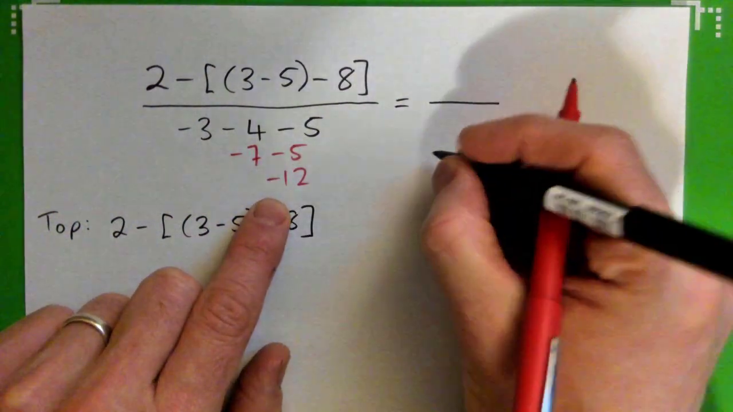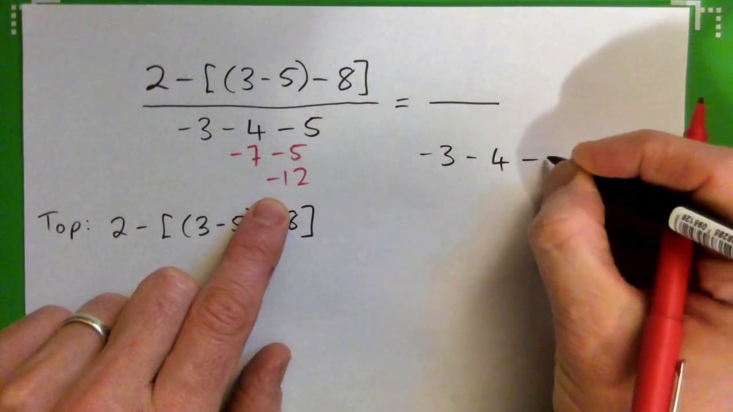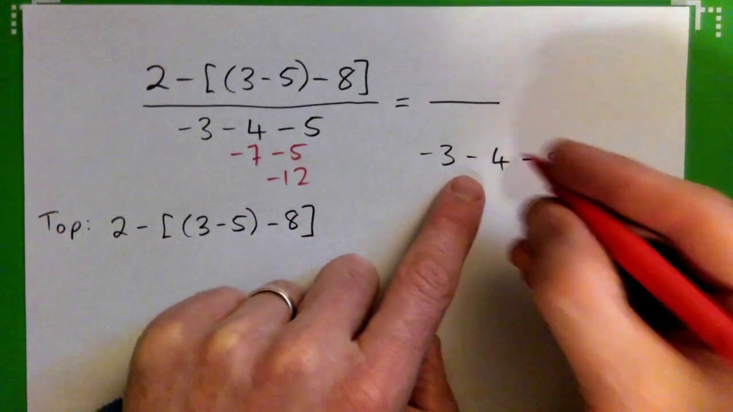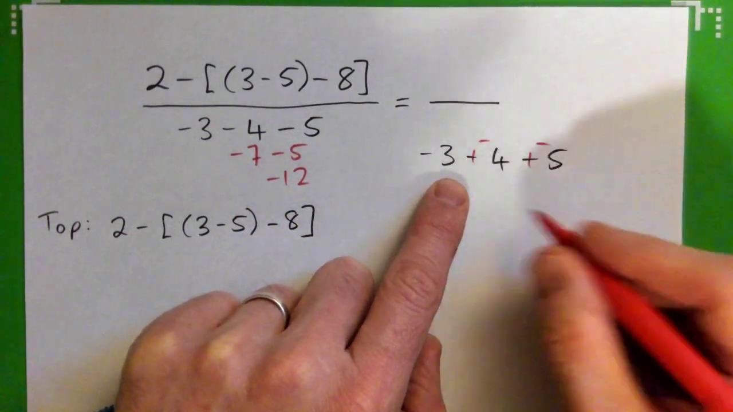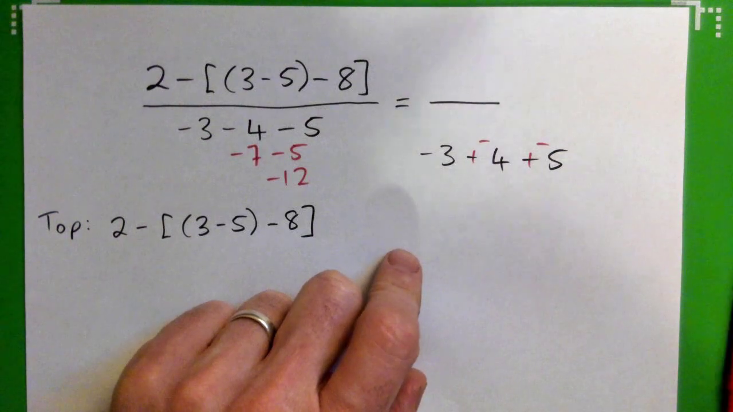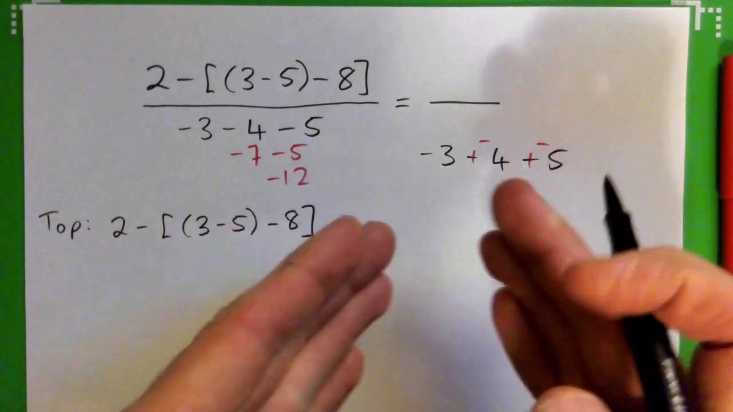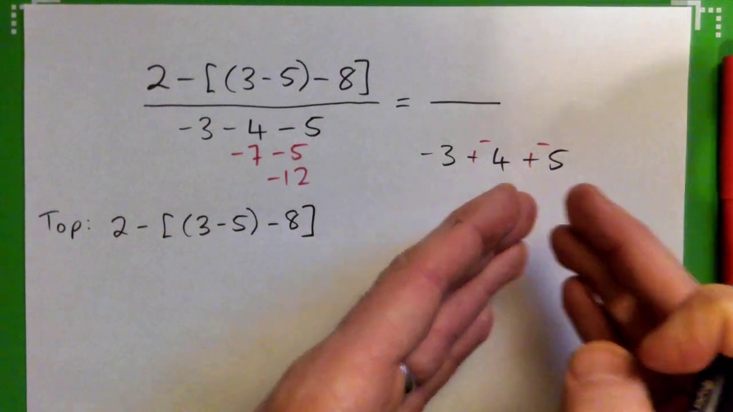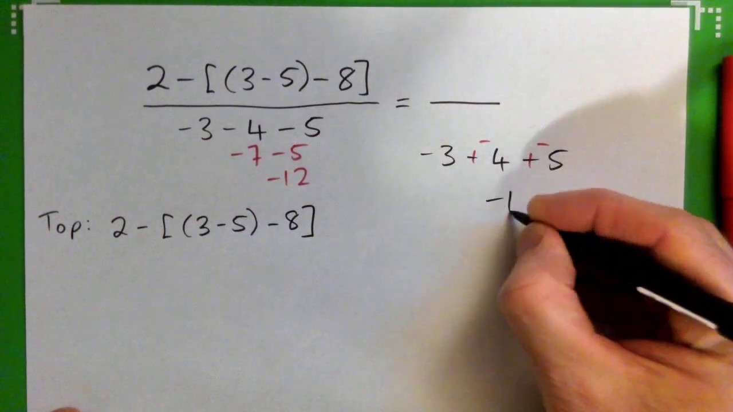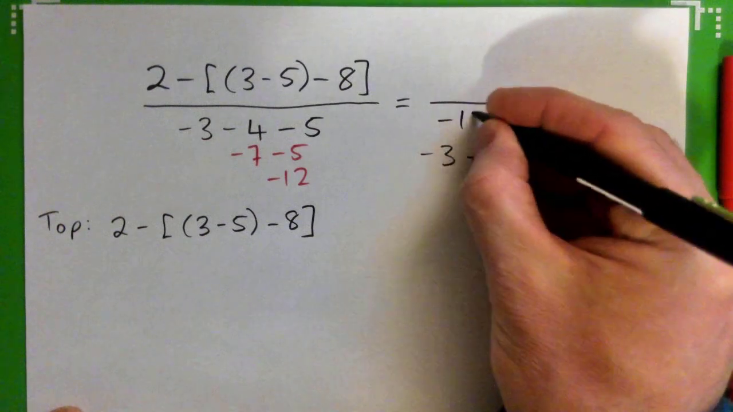Or the other way is you can change your subtractions to plus negative, right? And it's negative 3 plus negative 4 plus negative 5. 3 bad guys plus 4 bad guys plus 5 bad guys. That's 12 bad guys. So the bottom becomes negative 12.